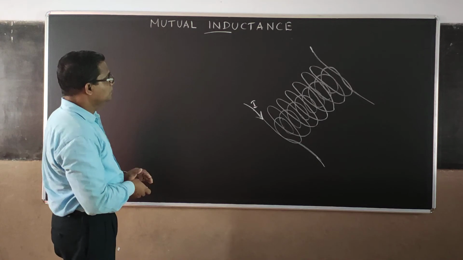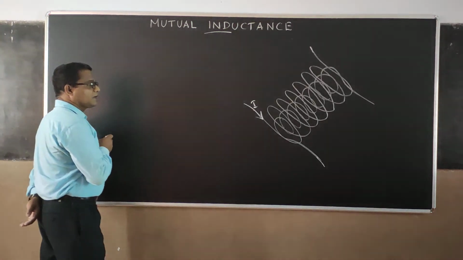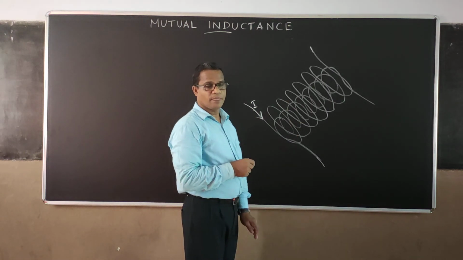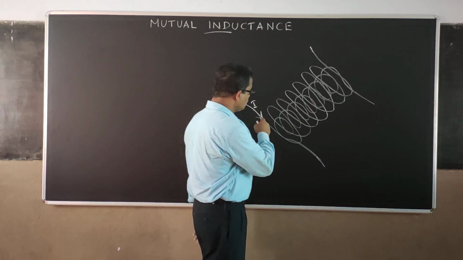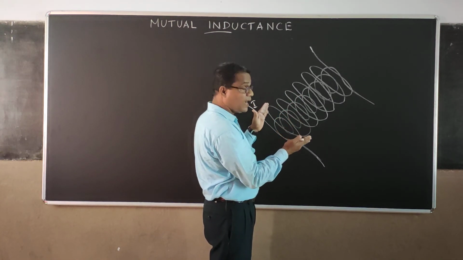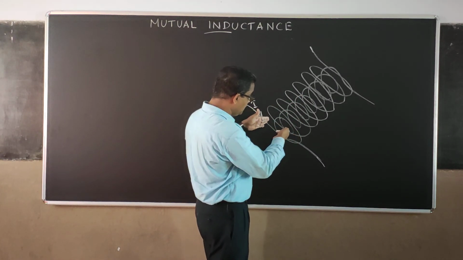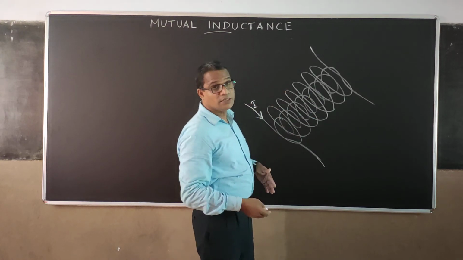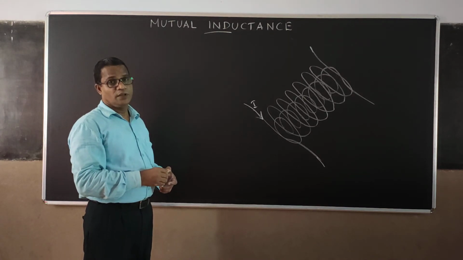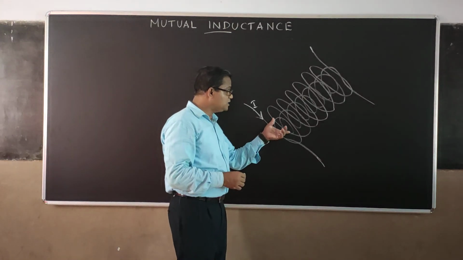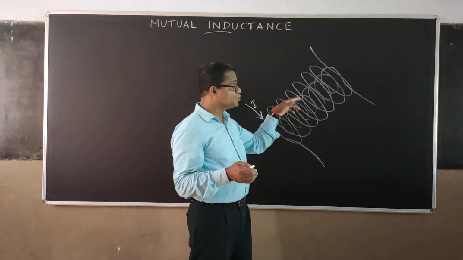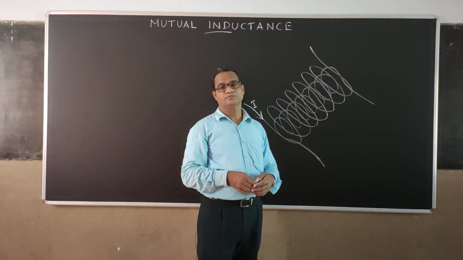Now, suppose the current is flowing through the outer coil. When the current is flowing through the outer coil, there will be a magnetic field produced inside, and in that magnetic field, the inner coil turn areas are coming. Therefore, there is a flux linkage with the inner coil due to the current flowing through the outer coil.